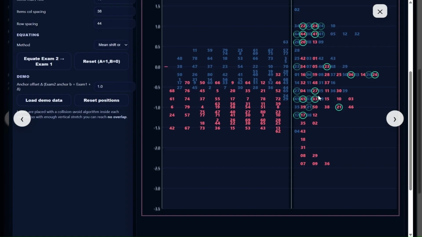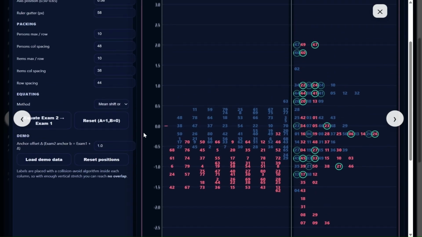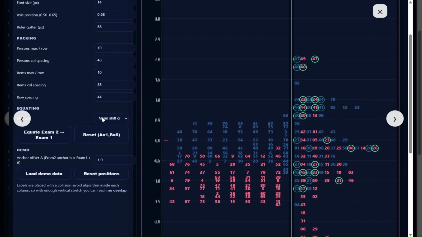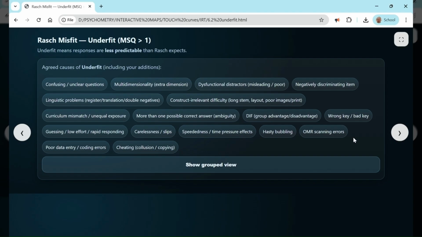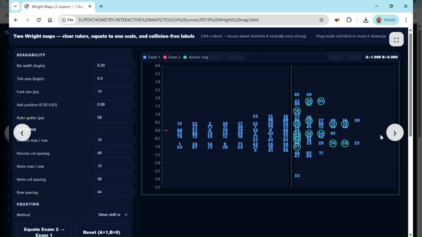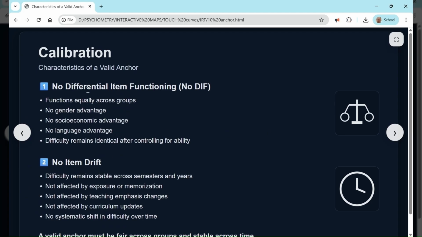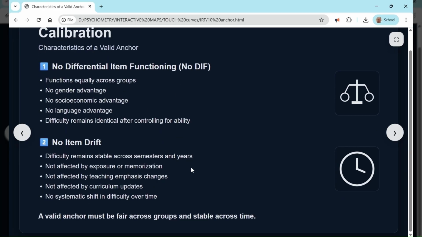They should have the same difficulty level. But if there is DIF and drift, you won't see that. You will lose this, and so you cannot equate questions. So it's important that the anchor group shouldn't show DIF and drift. No DIF, no drift. So one should be careful in choosing which questions should repeat across exams.